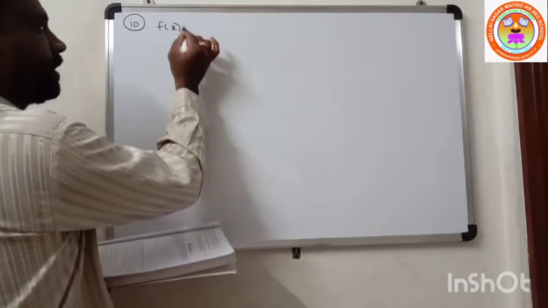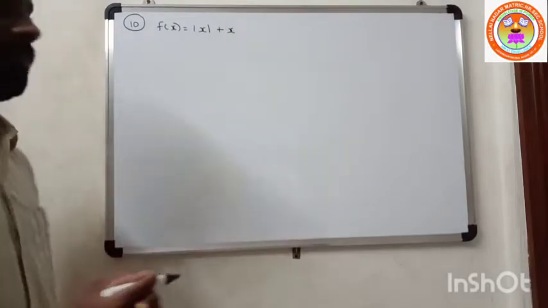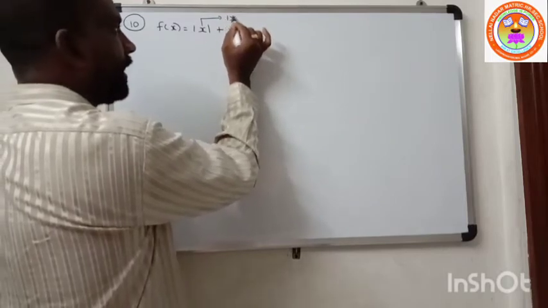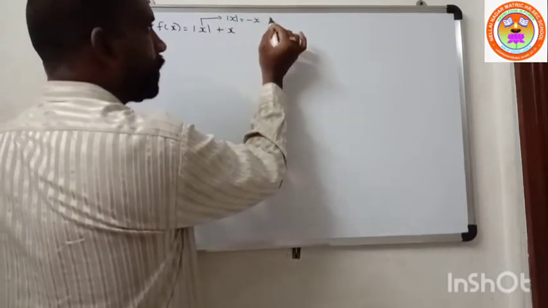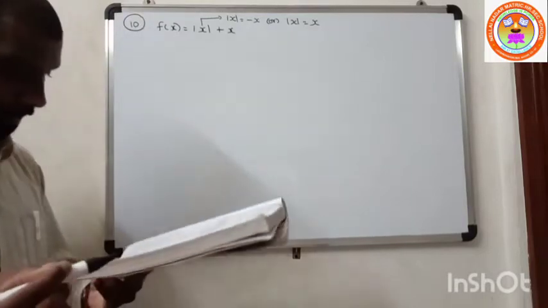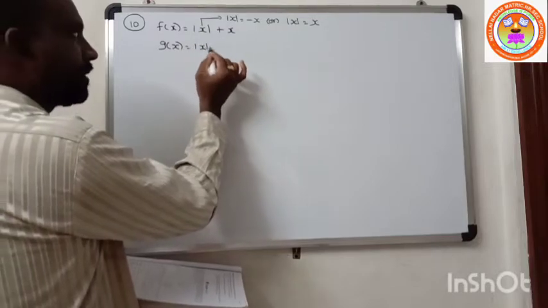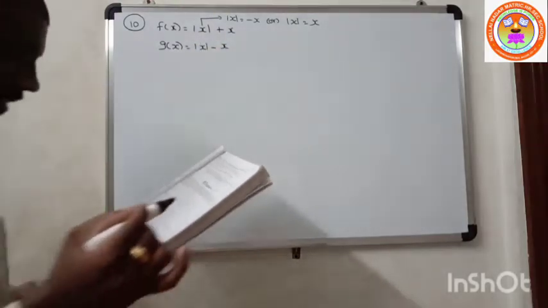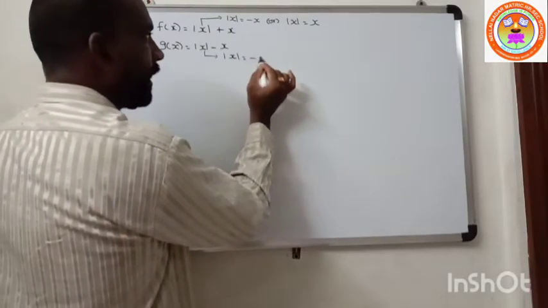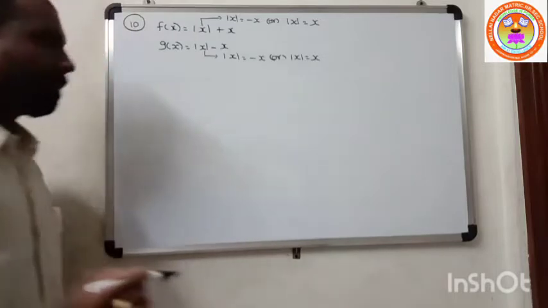Now I am going to the 10th sum. f(x) equal to modulus of x plus x. Modulus means there are two possibilities: a value must be negative or a value must be positive. g(x) is given as modulus of x minus x. Modulus means a value must be negative or a value must be positive.